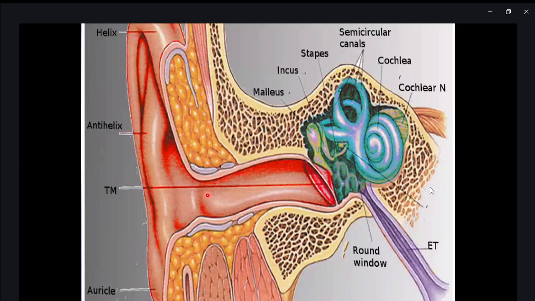So the outer part is lined by cutaneous. Is lined by a mucosa.